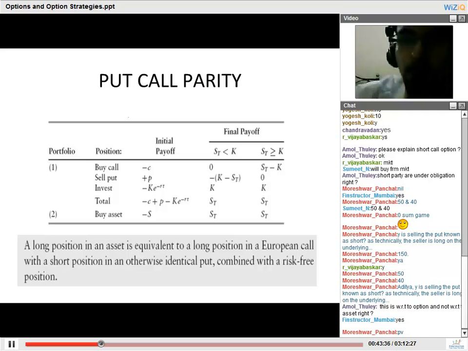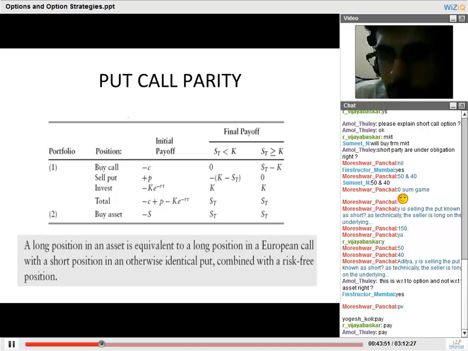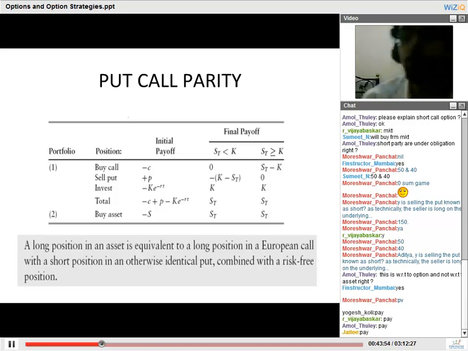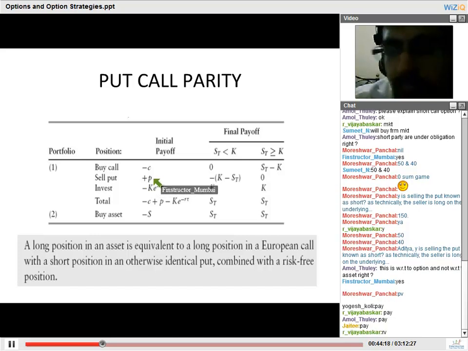If I buy an option, do I have to pay the upfront premium or do I receive the upfront premium? All cash outflows from my portfolio are represented as negative. All cash inflows into my portfolio are represented as positive. So because I chose to pay the premium, it will be represented as a minus C. If I sell a put option, do I receive the premium or pay the premium? I receive the premium, so it will be represented as plus P.